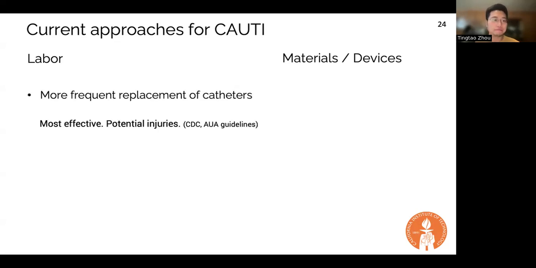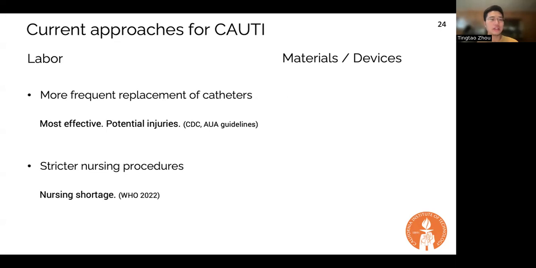The other thing we can do is to impose stricter nursing procedures. For example, try to disinfect and wipe these catheters as much as possible. But that's kind of what they're already doing, right? So it's not getting rid of the problem completely.